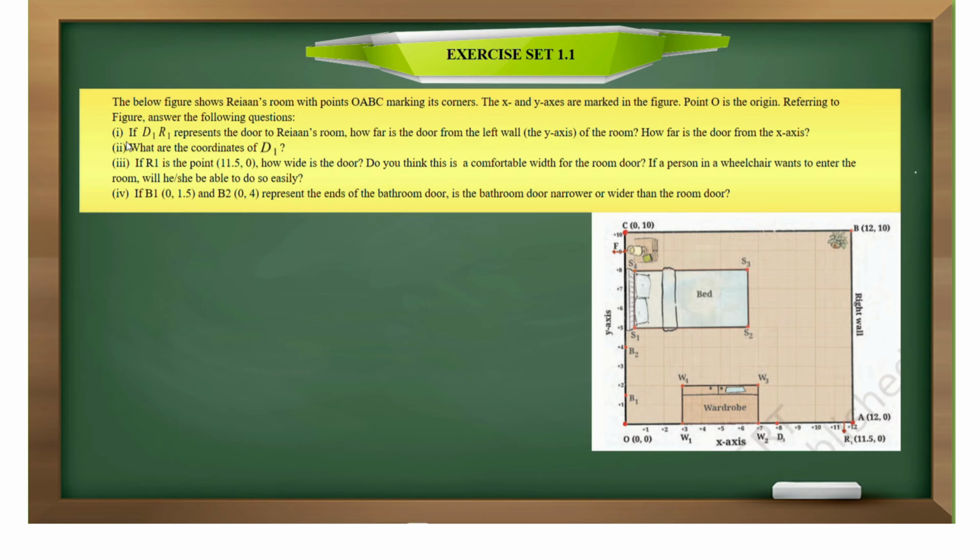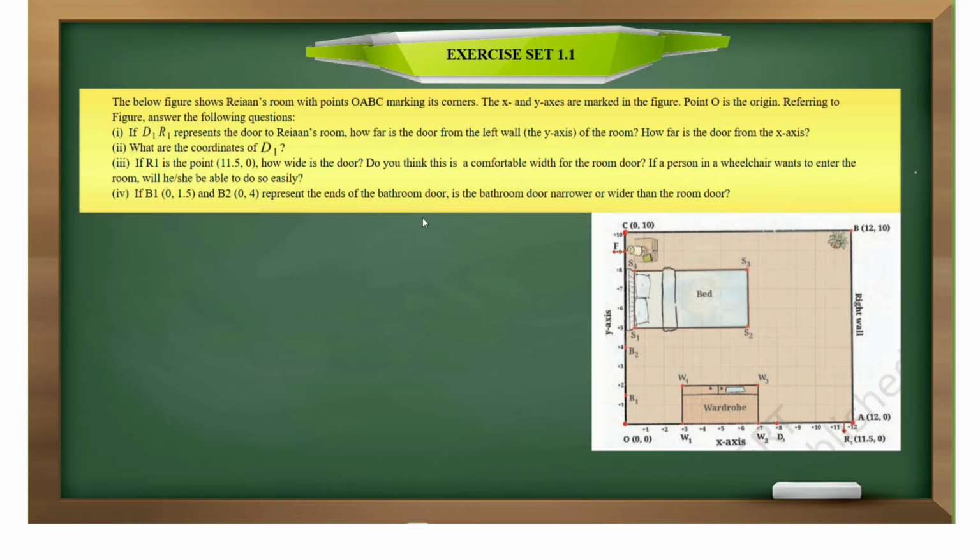The first question is, if D1 R1 represents the door to Ryan's room, how far is the door located from the left wall? That is nothing but our y-axis. And the second question is, how far is it from the x-axis? That is our horizontal line.